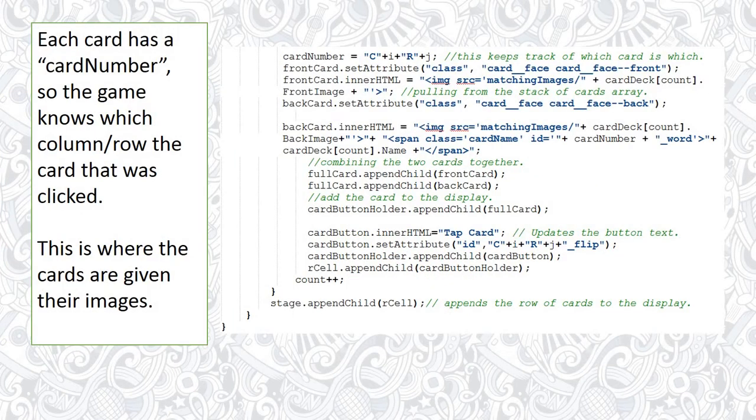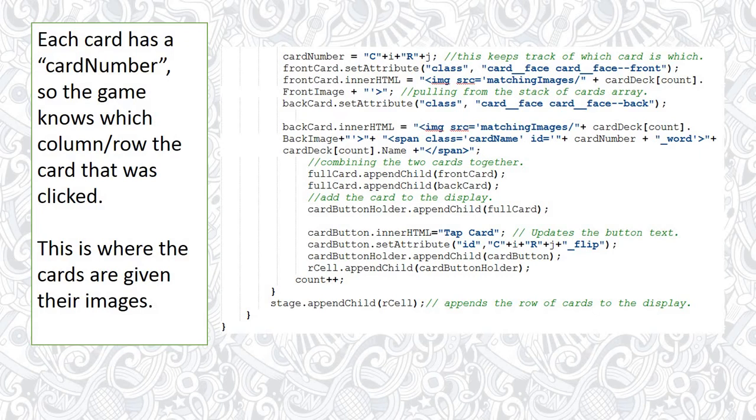The card number is what helps us recognize that this card's clicked, and coordinate what card numbers we need. For the back of the card, we're able to pull from the card deck array what image we're working with, what card number, and what name we need for that one card.